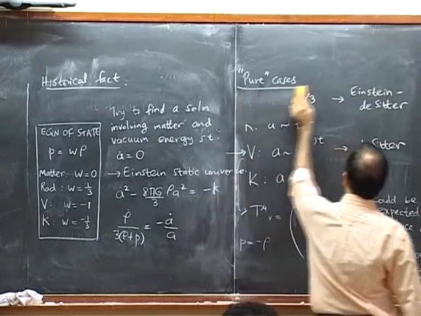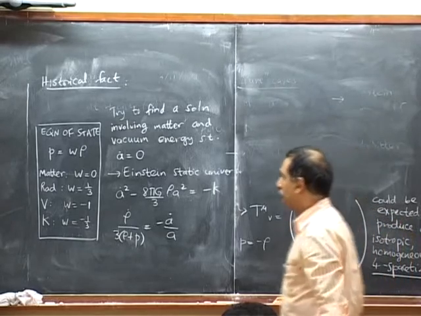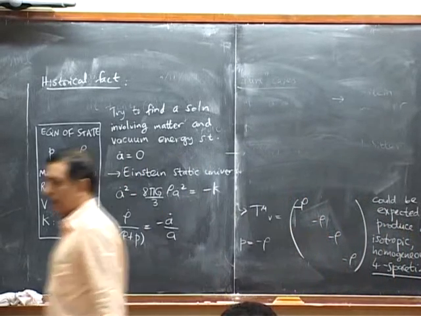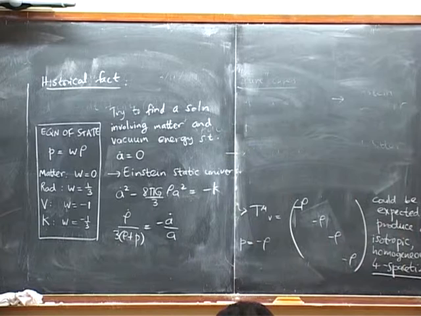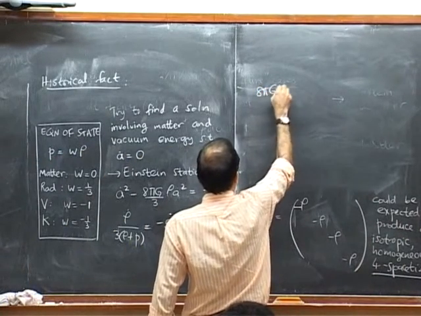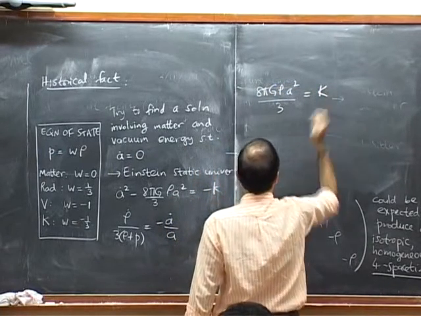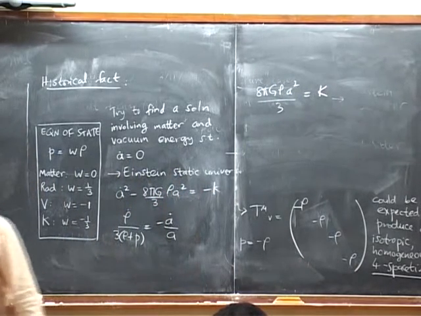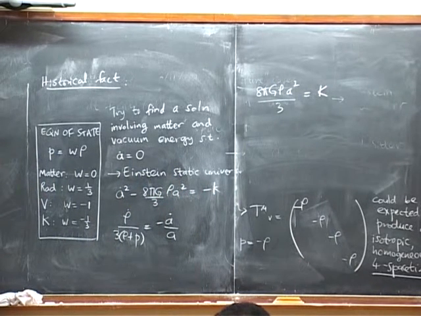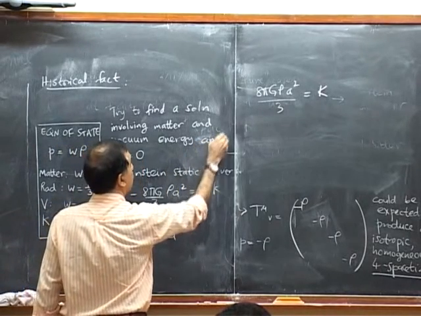Anyway, let's see how we are going to make a static universe. We just put A dot equals 0 in these equations and then proceed as follows. First of all you get 8 pi G rho A squared upon 3 equals k. But we want k to be 0. So we want this to be 0. No, excuse me, that's wrong. k we don't necessarily want to be 0, so it's actually a combination of this and curvature.